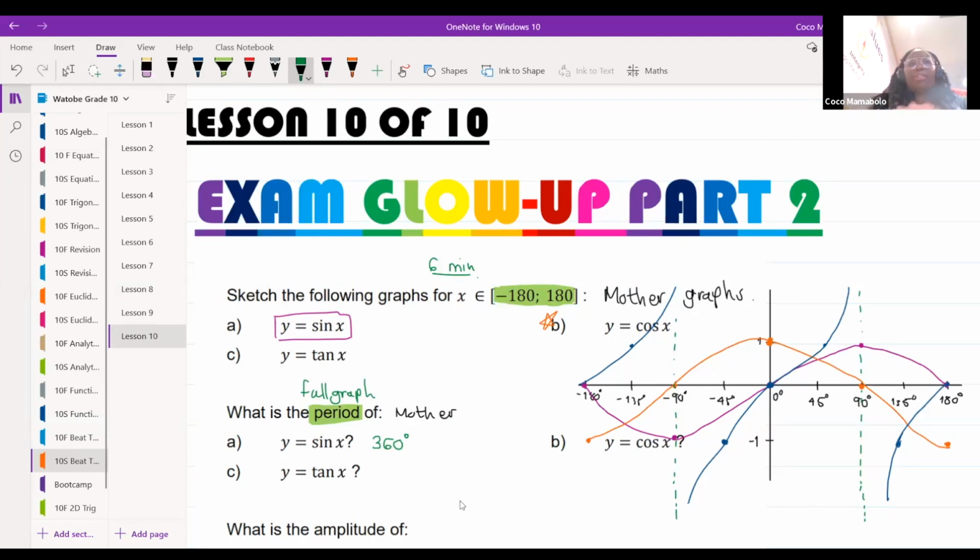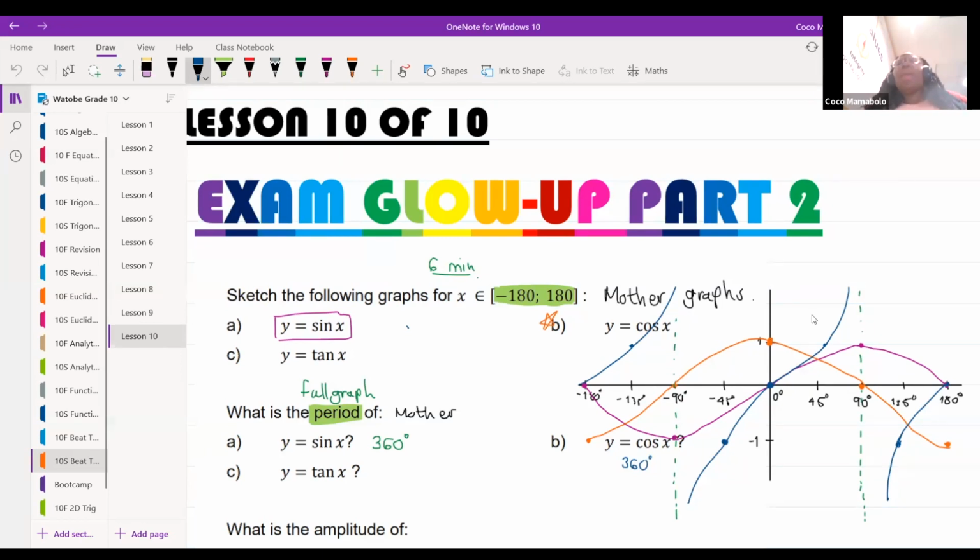What about the cos graph, guys? How long does it take me to draw a full cos graph? That's it, Ovayo. Excellent. It takes 360 degrees to draw a full cos graph. Okay, beautiful. It's 360. But what about a tan graph? A tan graph isn't going to be the same, is it? How long would it take for us to draw a full tan graph?